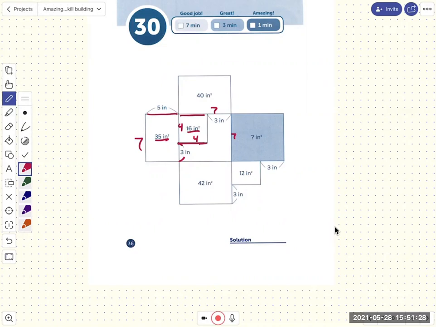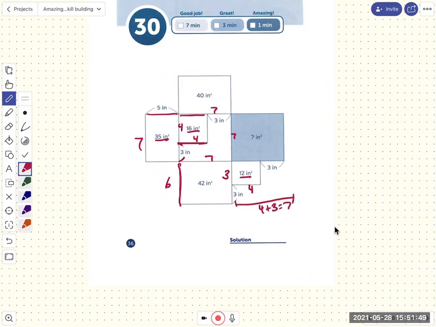Okay, so we've got 7 here. So 7 here means that this height is 6. If that height is 6, then this height is 3. But then 3 goes into 12 4 times. So then this whole distance is 4 plus 3 equals 7.